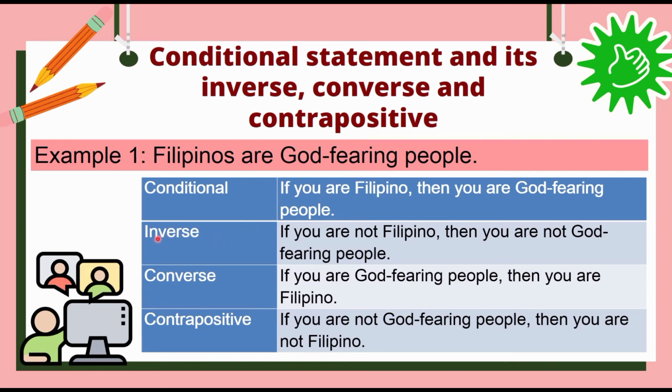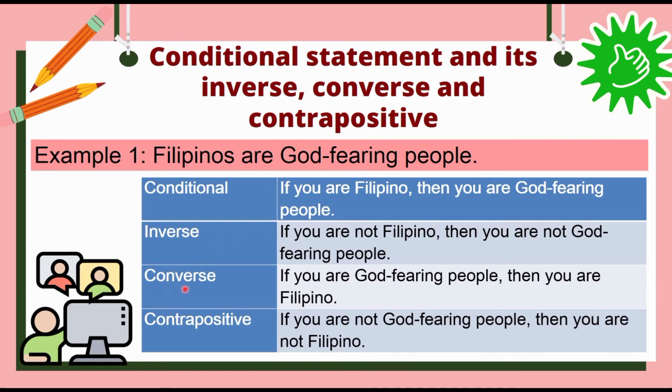The next one is our inverse. To form the inverse, negate the hypothesis and the conclusion of our conditional. We can add words such as "do not", "did not", "does not", or "not", or any words that will negate our hypothesis and conclusion. So our inverse becomes: if you are not Filipino, then you are not God-fearing people. As you can see, we just added the word "not". So that will be our inverse.